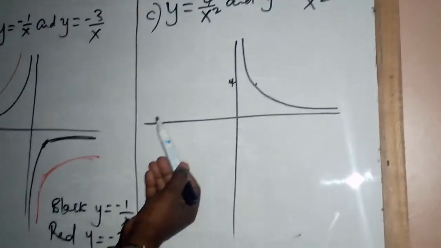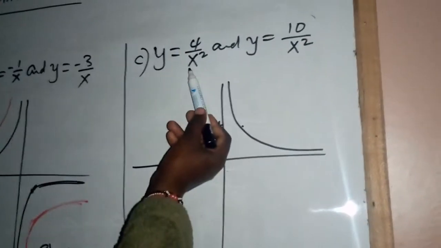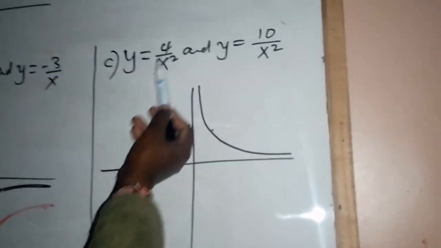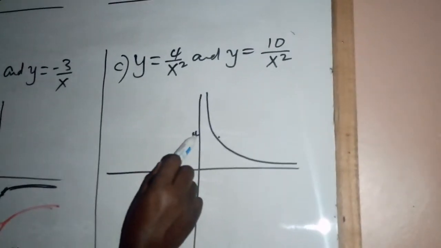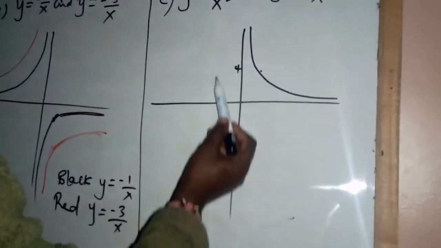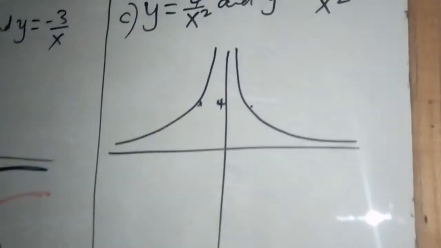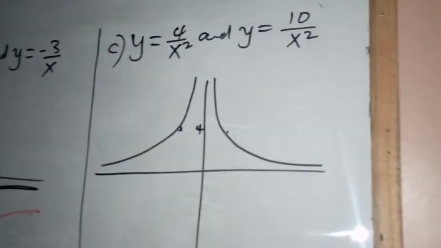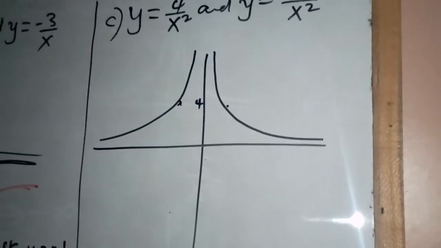So when x is now negative, negative 1 squared is 1. So 4 divided by 1 remains the same, 4. But remember, this time round x is negative, so it passes through there. The law of asymptotes holds, but of course now x is negative. And that is that for the first graph.